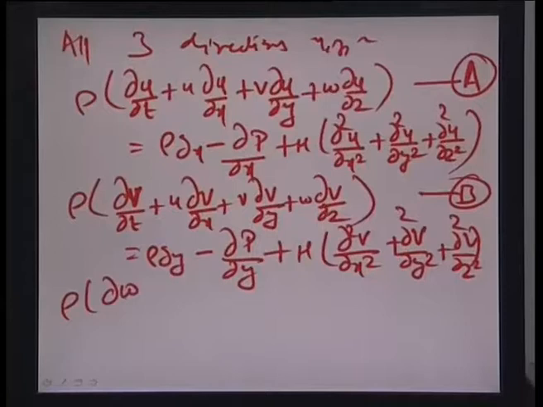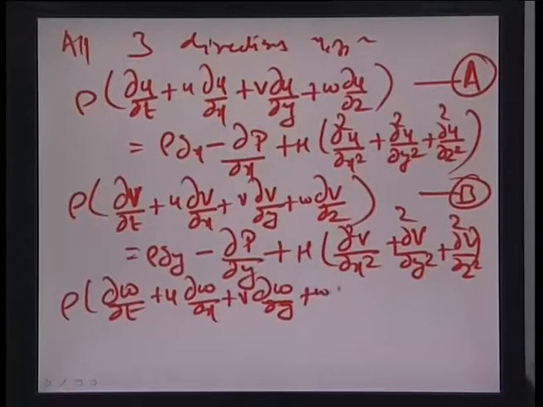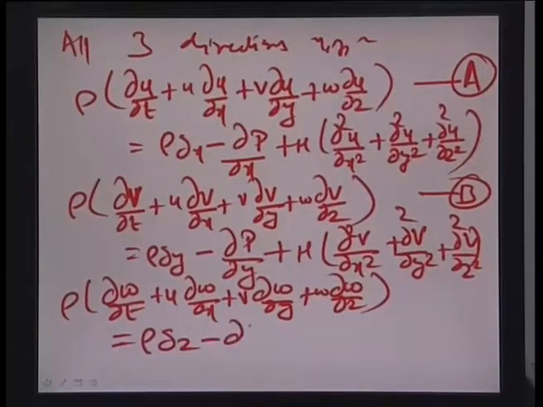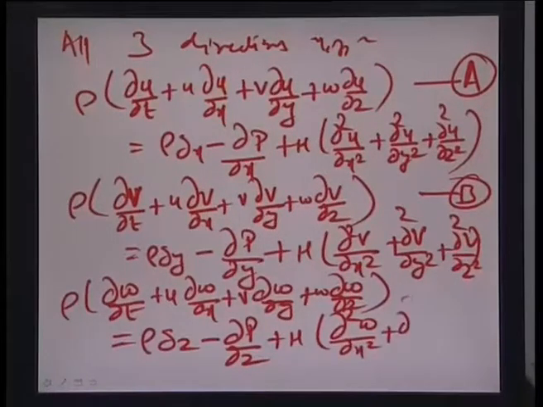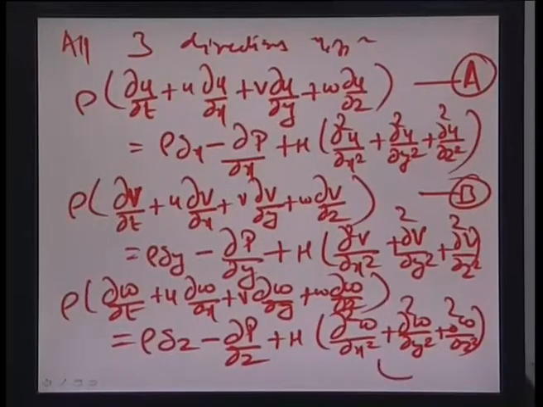So del w by del t plus u times of del w by del x plus v times of del w by del y plus w times of del w by del z is equal to rho gz minus del p by del z plus mu times of del 2 w by del x square plus del 2 w by del y square plus del 2 w by del z square respectively, and this we call equation C. Okay. So these are really the three directions of the conservation of momentum equation, the Navier-Stokes second equation, as you can see.